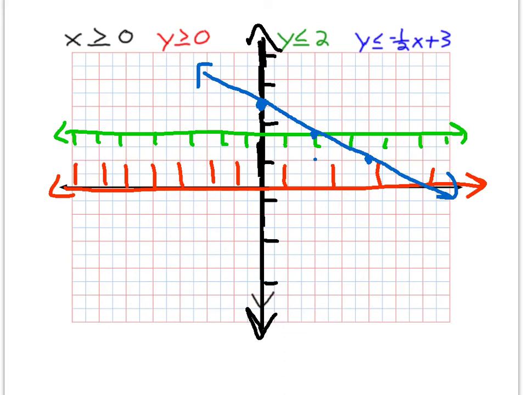And it says less than or equal to, so I got to think to myself again, test 0, 0. 0 is less than or equal to negative 1/2 times 0 plus 3. Well, negative 1/2 times 0 is 0, plus 3 is 3, and 0 is less than or equal to 3, so that shading goes underneath my line.